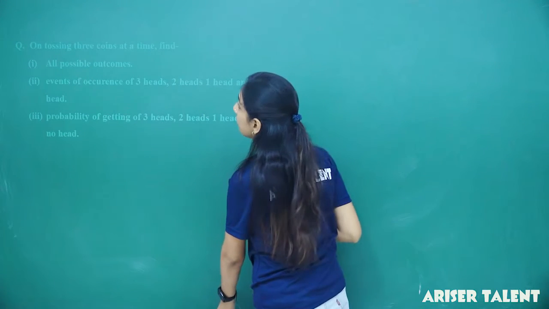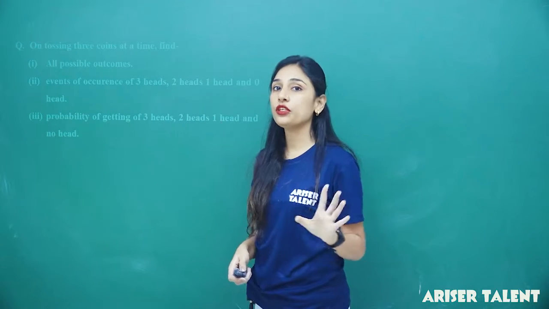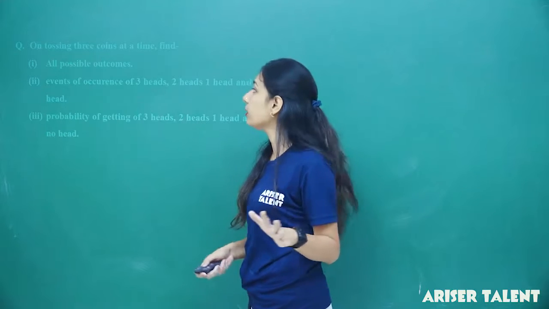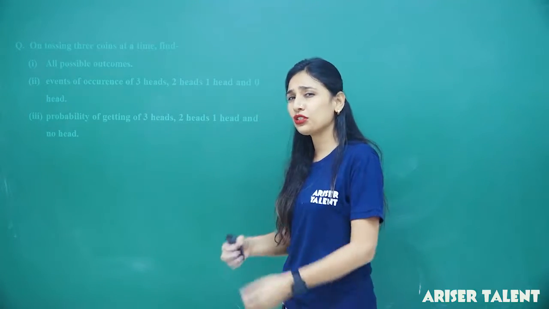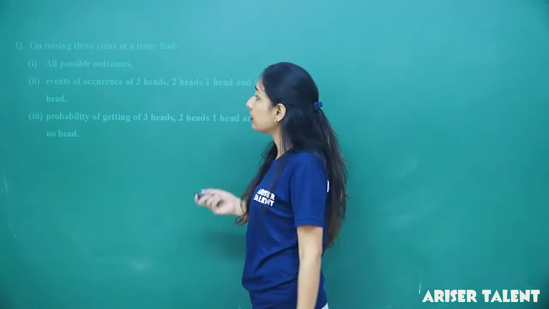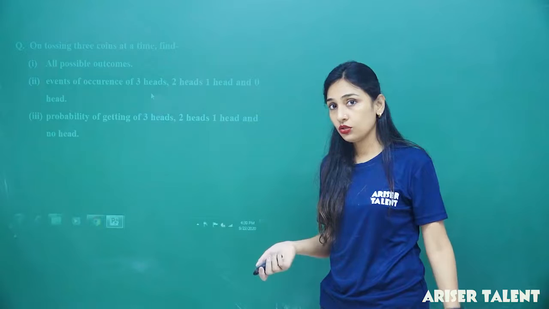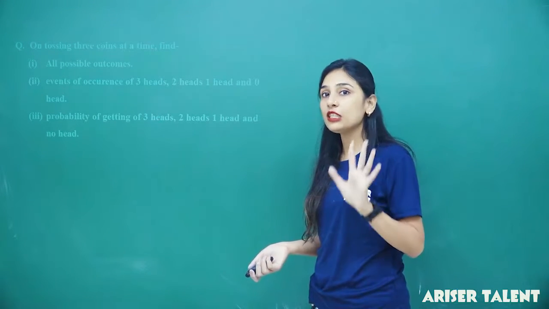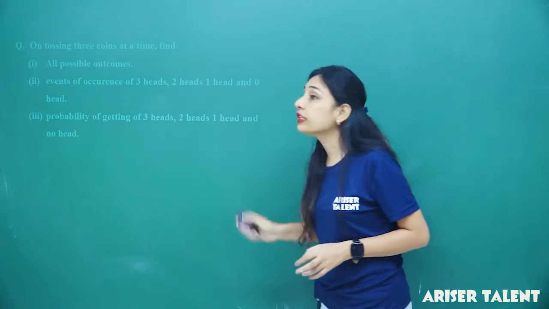On tossing 3 coins at a time. Now, I have covered this situation of 3 coins at a time. We were having 8 outcomes, all possible outcomes. I have written them for you, so you just need to copy that. Then the event of occurrence of 3 heads. From these possible outcomes, we have to find the 3 heads.